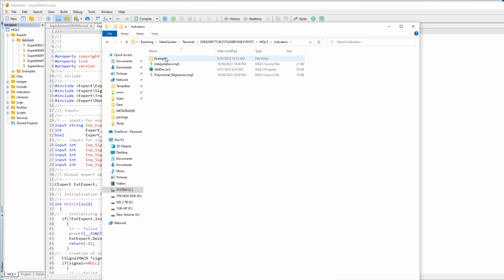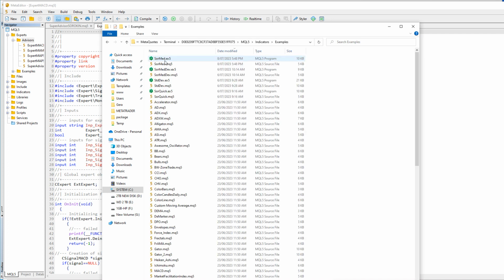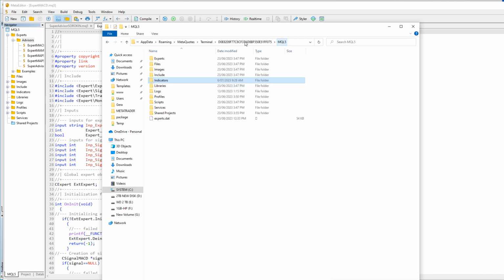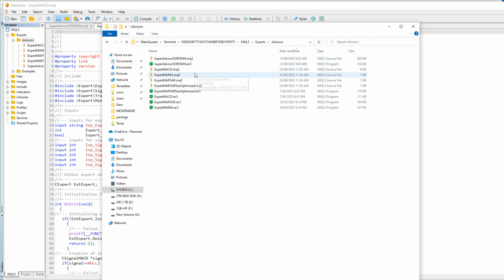the indicators. In Indicators we have Examples, and if you click Examples, you have the code and the generated indicators. They need the SORMED and SORQUICK. You must put SORQUICK and SORMED under the Indicators Examples folder. This is the first step. Next step, back to MQL, go to Experts and Advisors, and put the advisor, SuperAdvisorSorokin. This is the green file you put here.